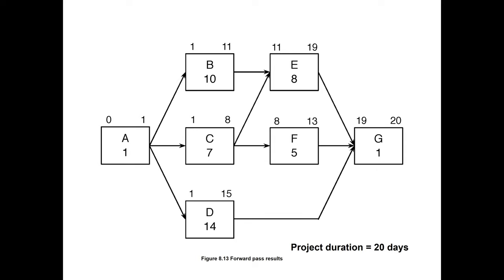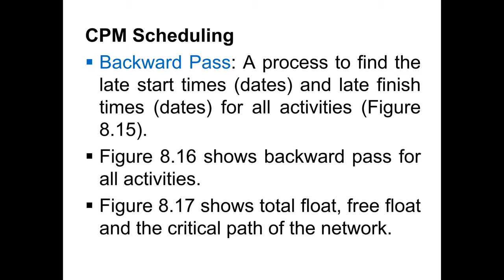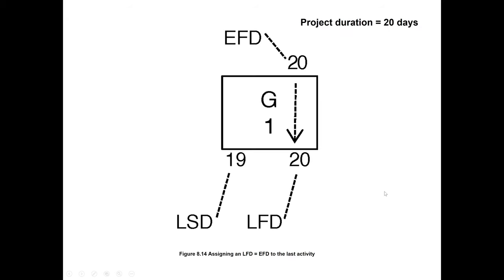To come to the backward pass, here they are putting the backward pass definition: a process to find the late start time and late finish time, or late finish date, for all activities. So we will do the backward pass. There is a figure shown with the backward pass, and it also shows the total float, free float and the critical path. Let's see how we will start with the backward pass.